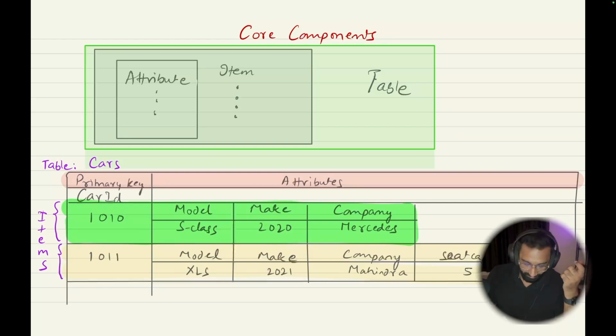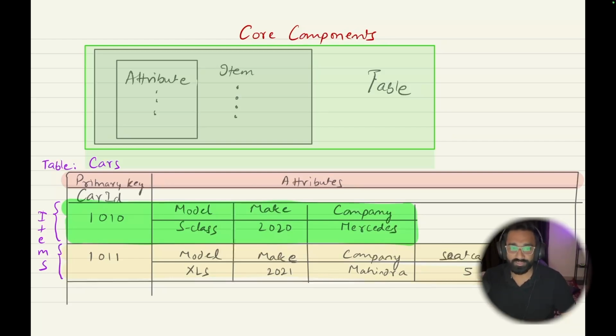If I take the example of storing a schema for cars, I would have a car ID as my primary key, and then the attributes are the model, make, and company. For the first row, where my car ID is 1010, the model is S class, the make is 2020, and the company is Mercedes. And for the other row, 1011 car ID, I have the model XLS, make is 2021, and the company is Mahindra, seating capacity of 5, and color is blue.